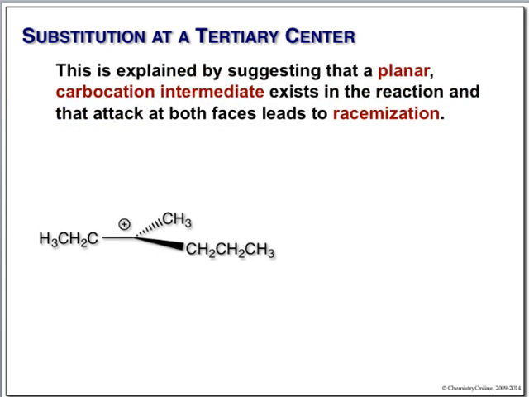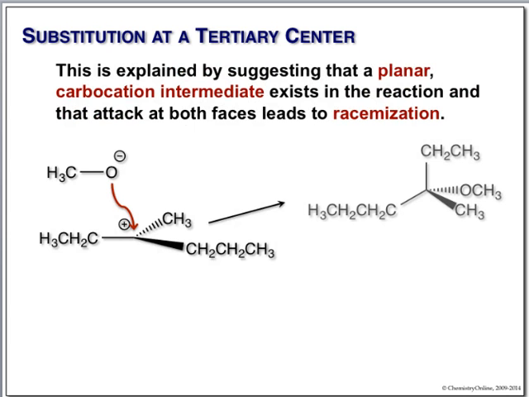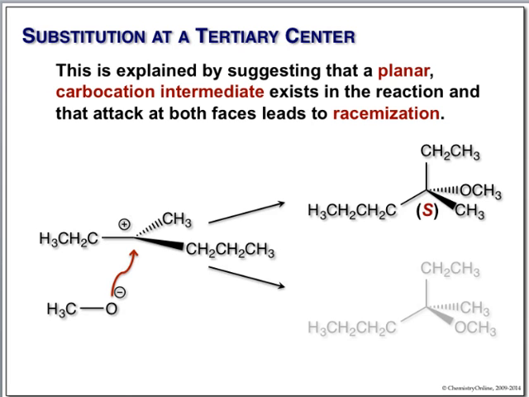So it looks something like this. Methoxide can come in the top this way, and that would give us the S enantiomer. If it comes in from the bottom, we get the R enantiomer.